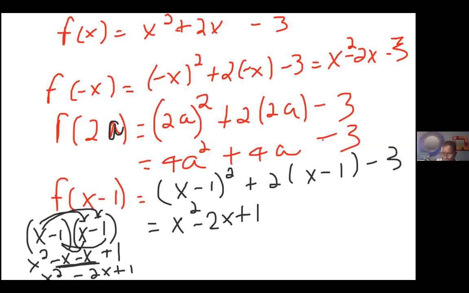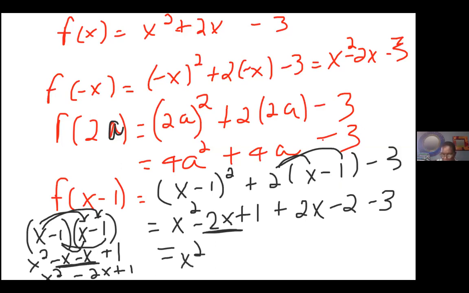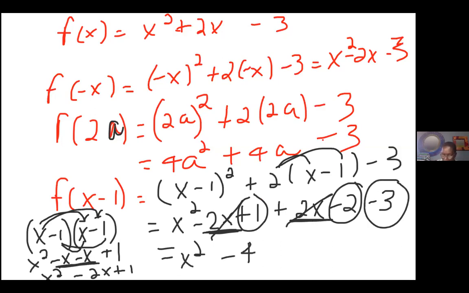So I'm going to distribute the 2 over the second parenthesis. So I get 2x minus 2, bring down the minus 3. So now it's just a matter of combining like terms. So I bring down the x squared. I have a negative 2x and a positive 2x. They cancel each other out. And then positive 1 minus 2 minus 3, guys, is going to end up being a negative 4. And just like that, we are done.